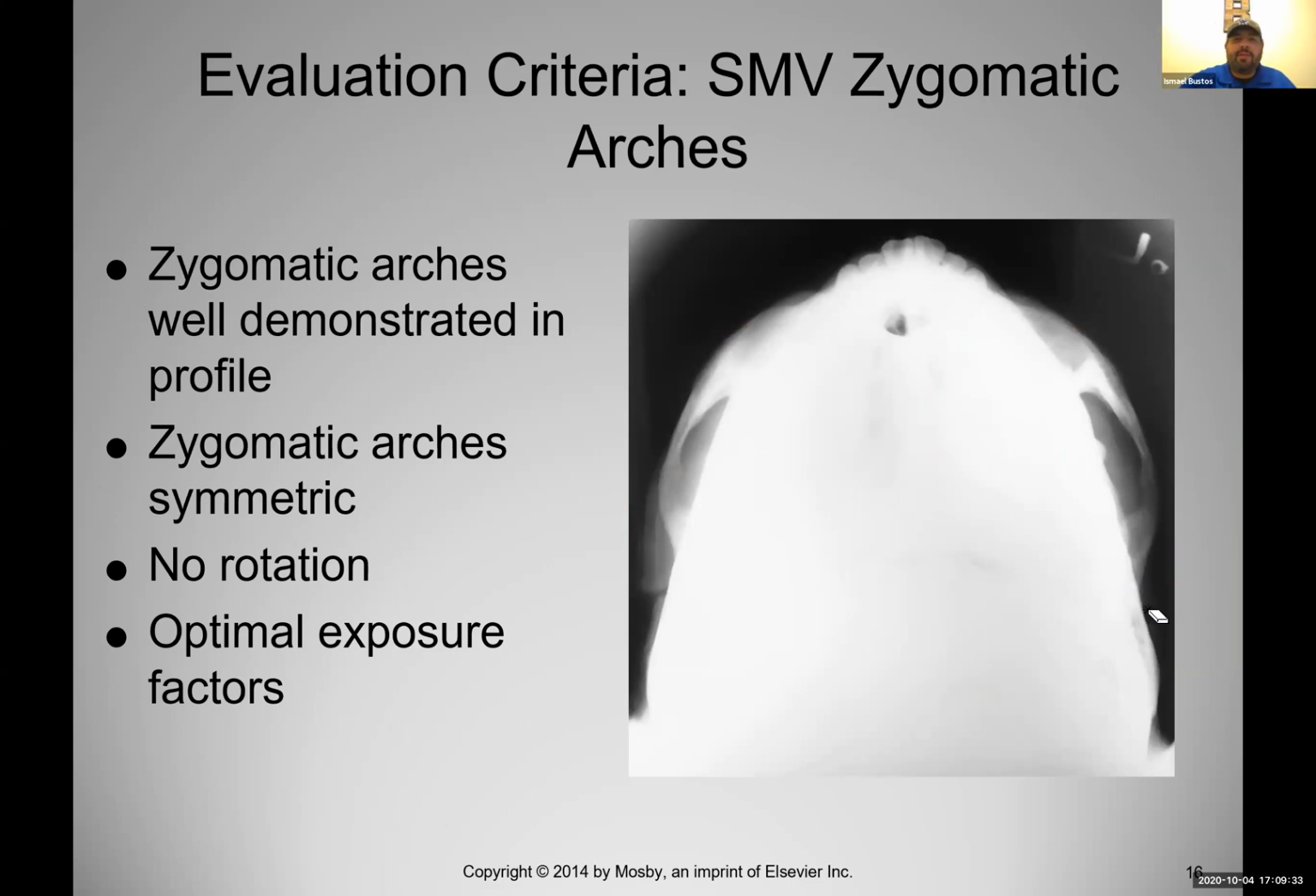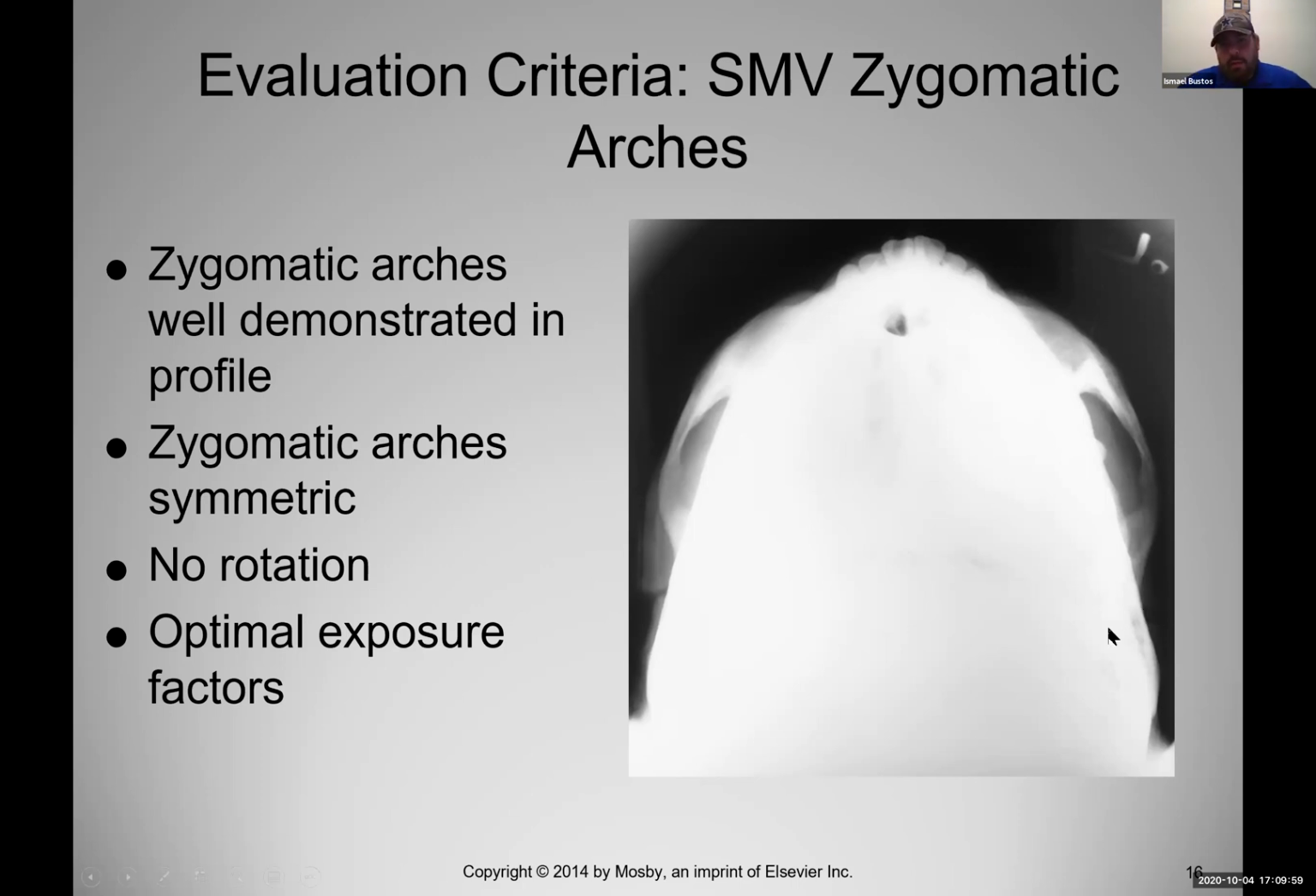You want to make sure the zygomatic arches are in profile. Make sure they're symmetrical. That'll help you know that you have no rotation. So if they look symmetrical, no rotation, you're good. Optimal exposure factors, sharp lines, bony trabecular markings. That projection is on page 425.